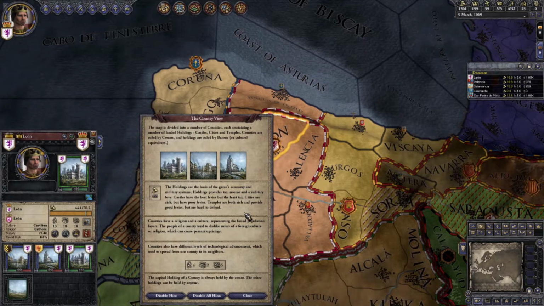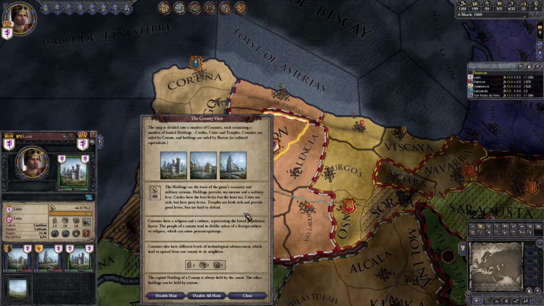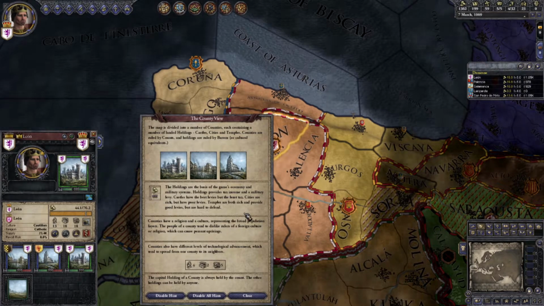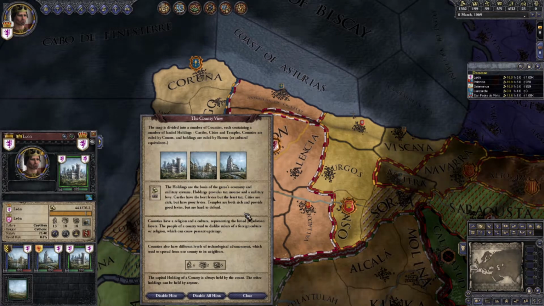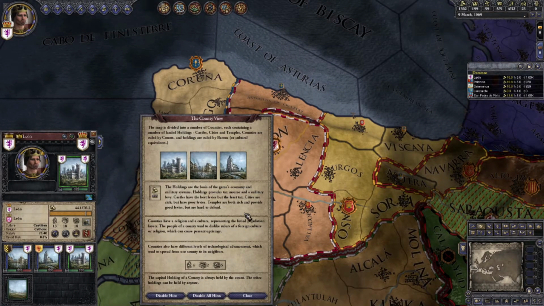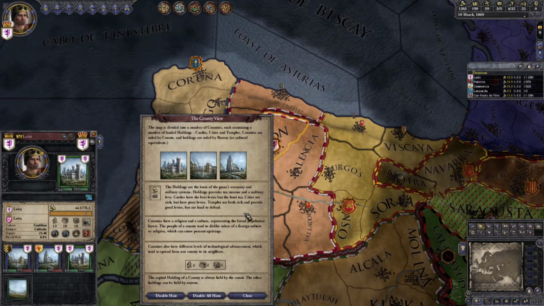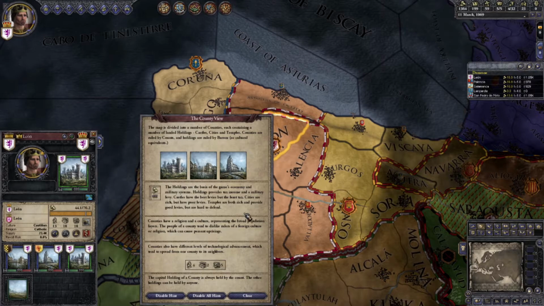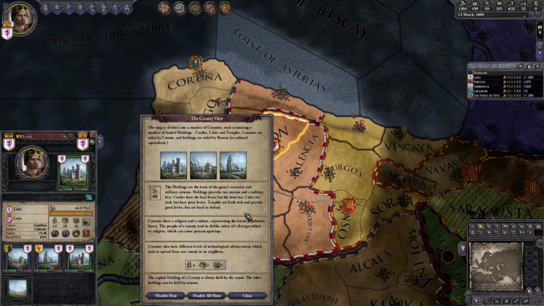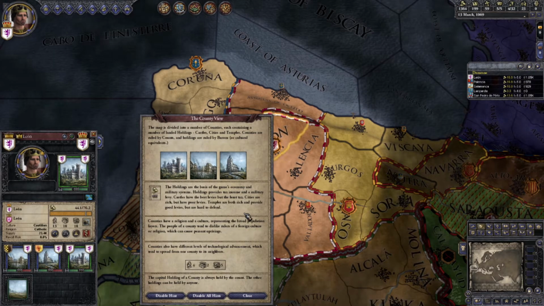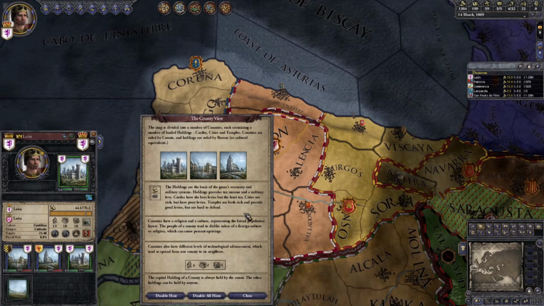The holdings are the basis of the game's economy and military systems. Holdings provide tax income and a military levy. Castles have the best levies, but the least tax. Cities are rich, but have poor levies. Temples are both rich and provide good levies, but are hard to defend.